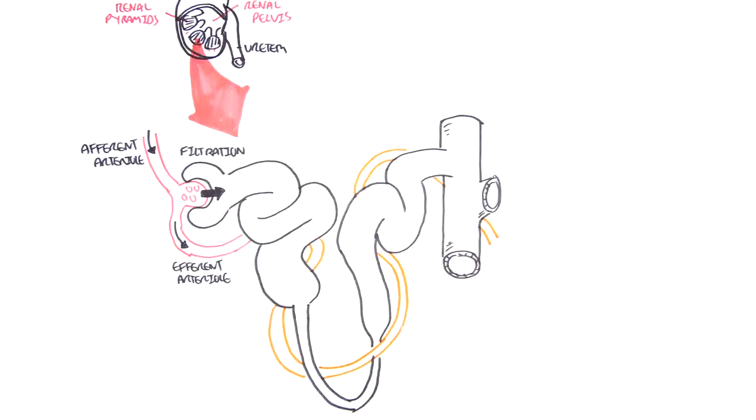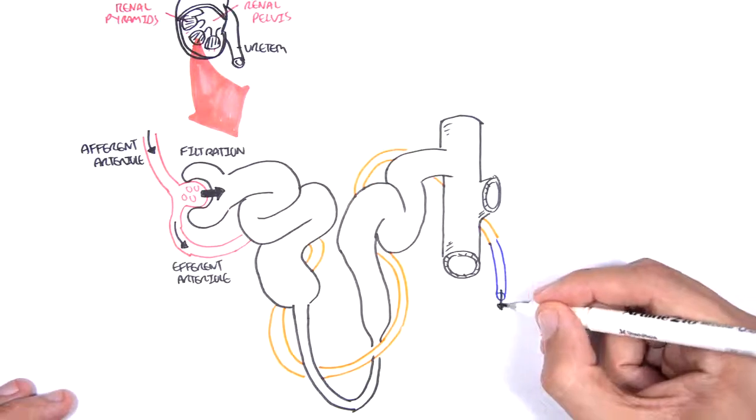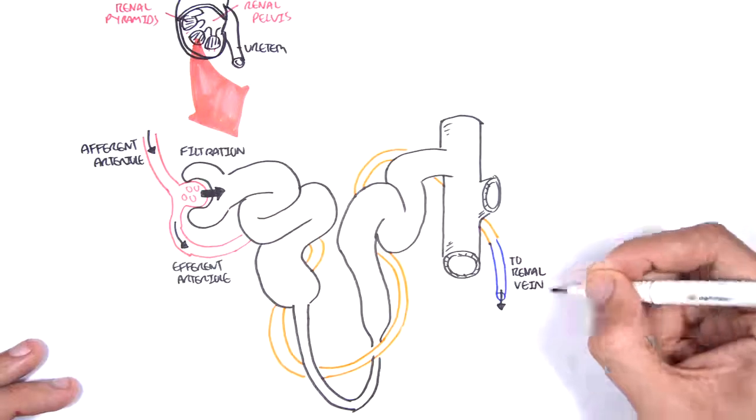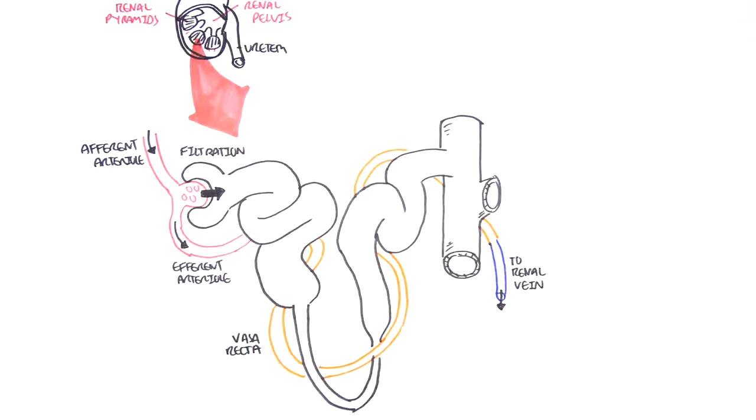The vasa recta's role is to reabsorb things from the filtrate that is within the nephron. As well, the vasa recta will secrete things that it doesn't need. It will secrete things from the blood back into the nephron as filtrate. The vasa recta will then leave and join with other veins and form essentially the renal vein.